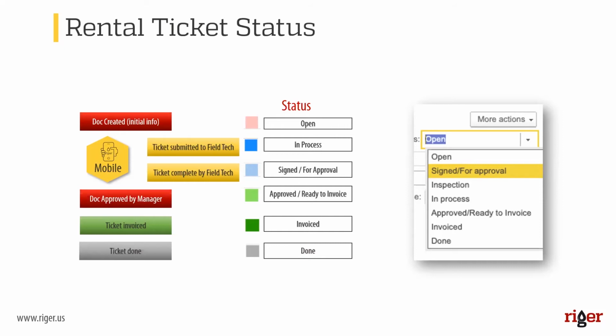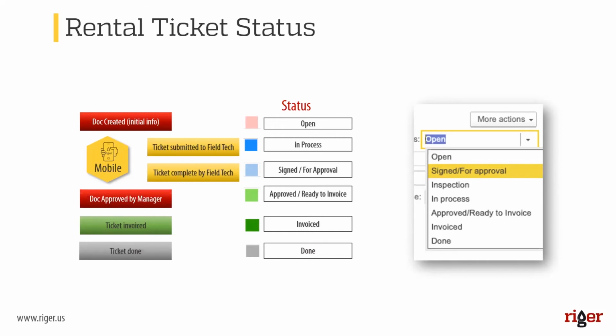Each status is actually for different roles in RigER. For example, the status approved and ready for invoice is mainly for accountant role users in RigER. When the ticket is moved to status approved and ready to invoice, it allows the accountant to know that, okay, this job is done, approved by the client, and it can be invoiced. So the accountant can do the next step and invoice the job.